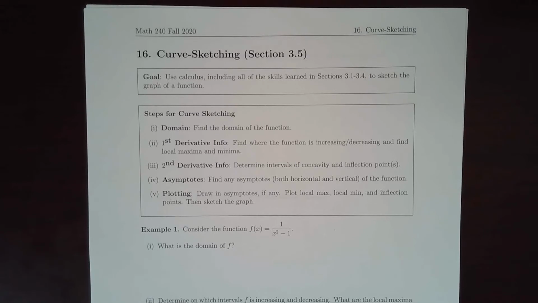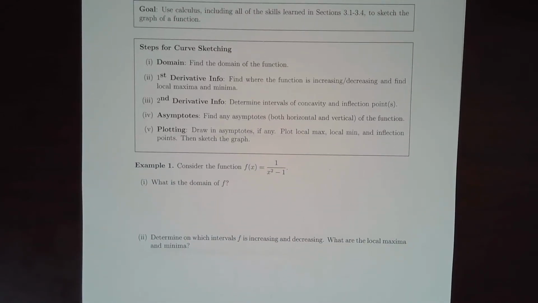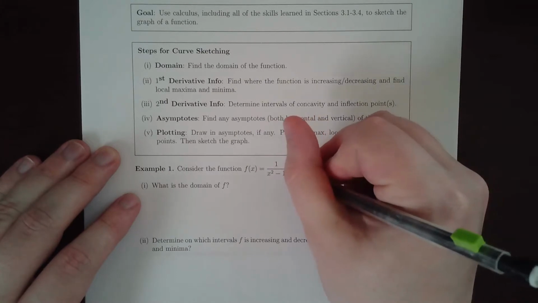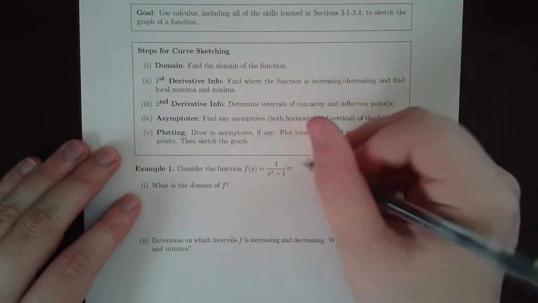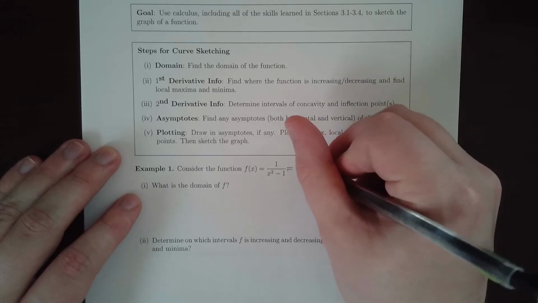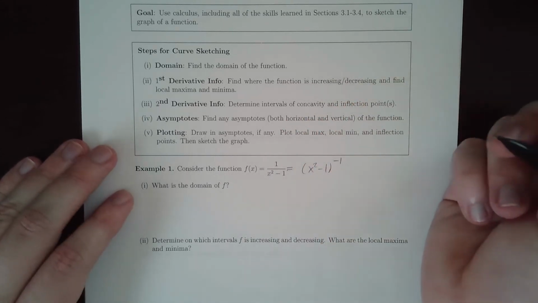So we're going to start off with this example where we're going to go through the entire process. In some of the later examples, you're just going to see us take the information we know and then sketch. But here we're going to go through the entire process again, just as a little bit of a refresher for everyone. So say we've got the function f of x equals 1 over x squared minus 1. So this will be the exact same as x squared minus 1 to the negative 1.